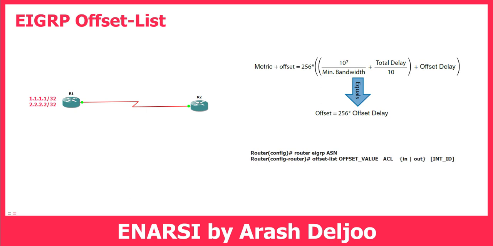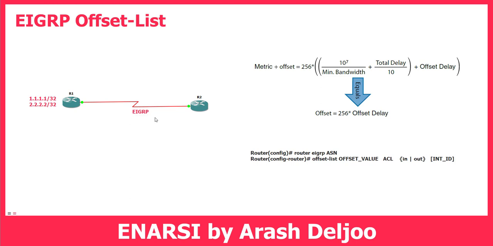Here, we have a simple scenario: R1 connected to router 2 with one serial link, and also two loopback interfaces with these two IP addresses. I'm going to show you only the EIGRP offset list feature, not the usage of the offset list. After understanding the offset list, I will talk about its functionality. R1 is connected to router 2, and we have EIGRP as the routing protocol between these two routers.